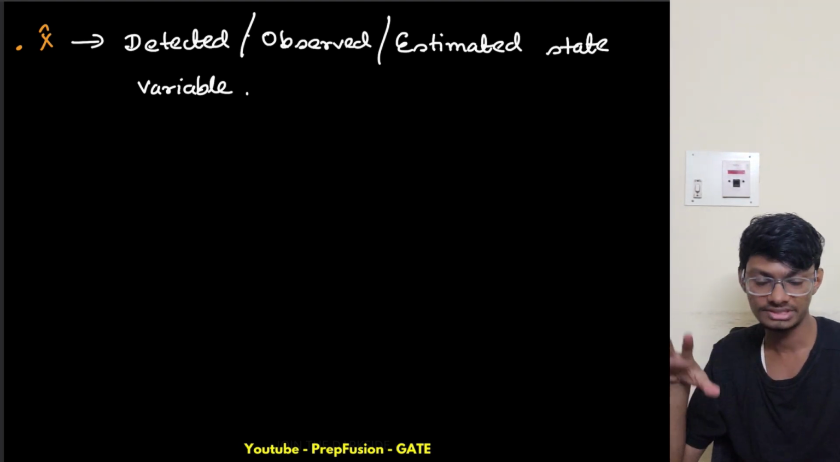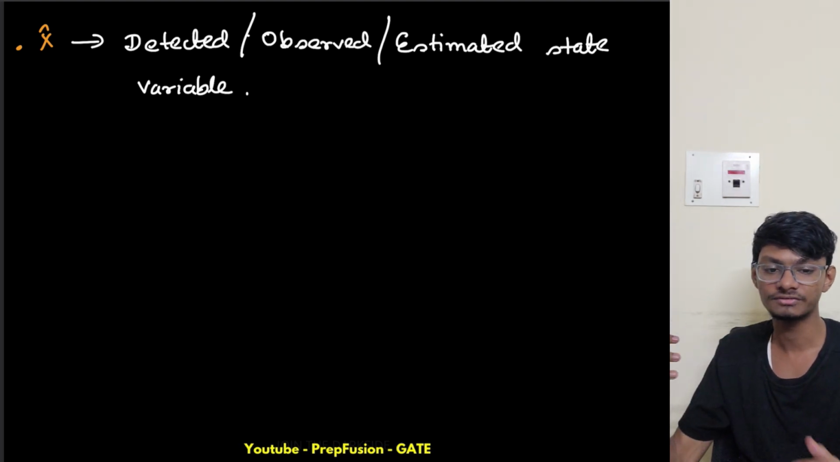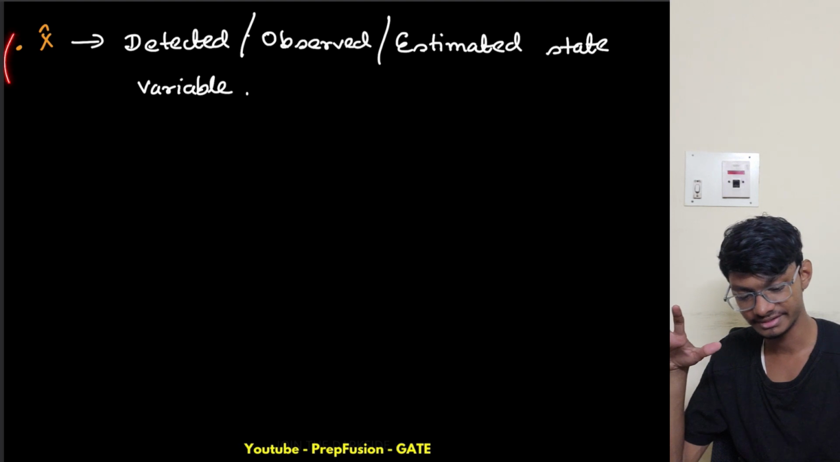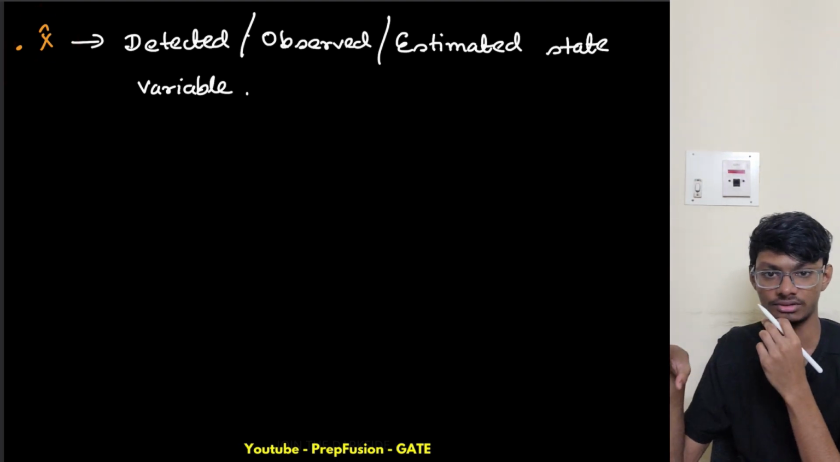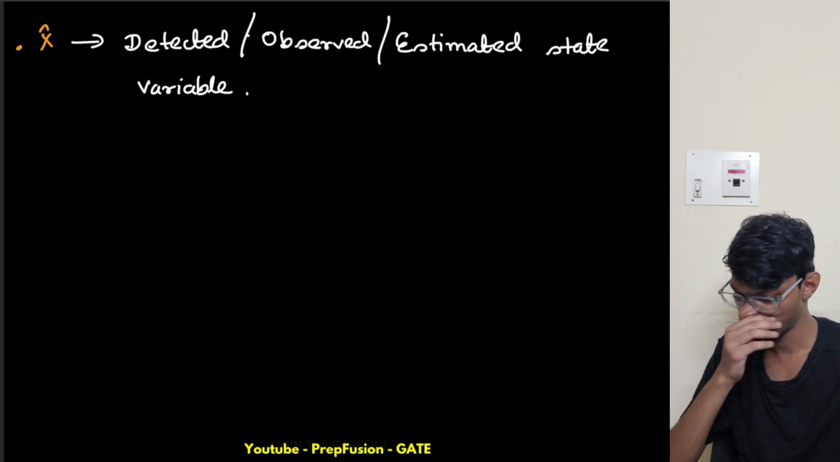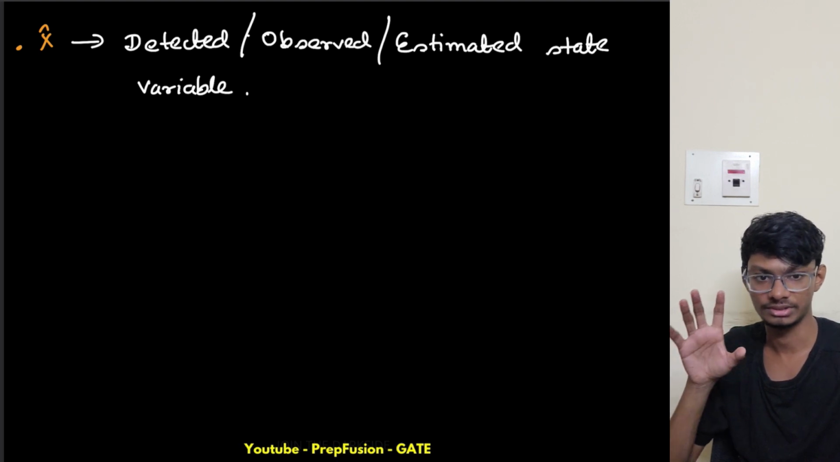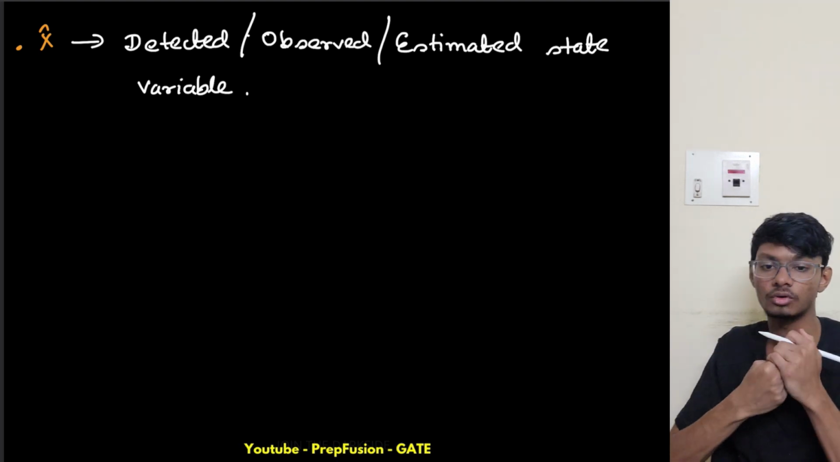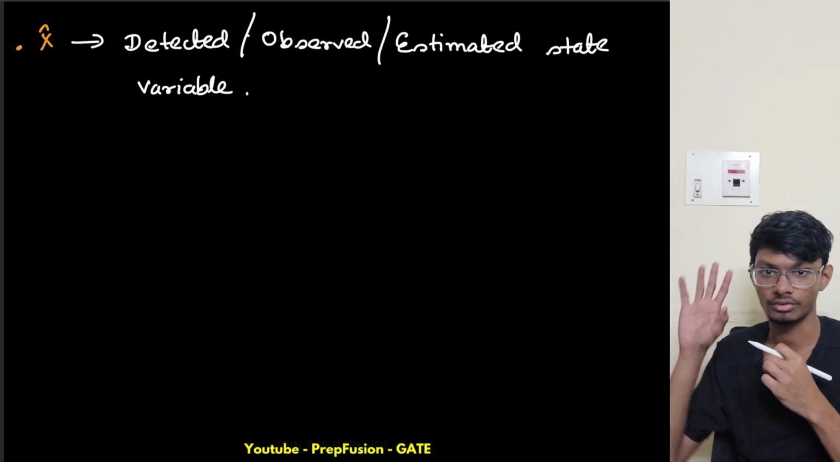So basically, how does the observer estimate all the states without even measuring? We'll prove this one. But first thing we need to know about the Kalman filter is that the Kalman filter is also a dynamic system, and it is related to our original system itself.